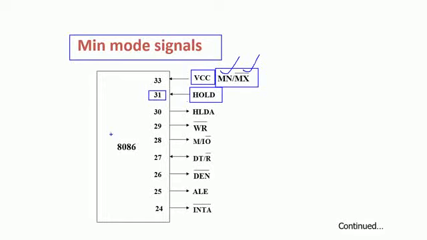It means if the microprocessor is doing some important work, then when it is doing that work, obviously it needs to have the control over the system bus.